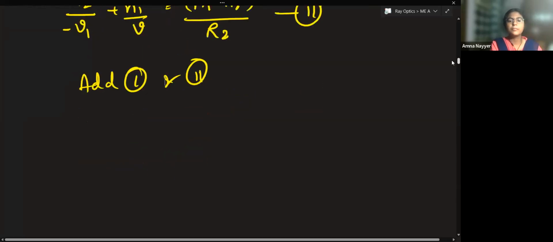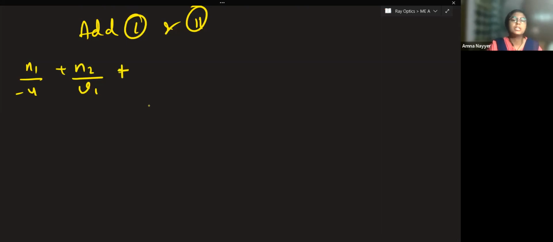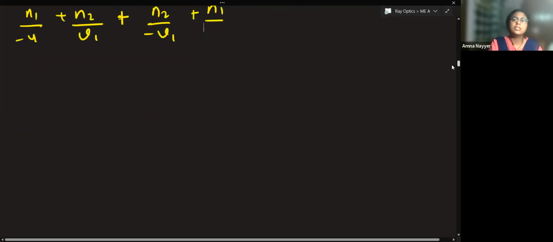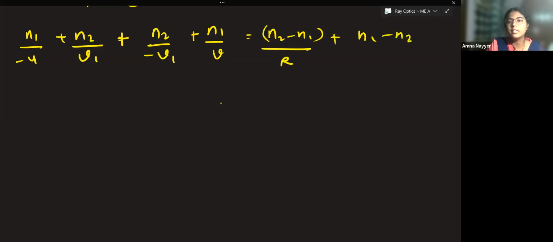See what you'll obtain. The first one was N1 by minus U plus N2 by V1 is equal. You're adding, no? So in addition, the second side will also come. For the second equation, we had N2 by minus V1 plus N1 by V. This will be equal to N2 minus N1 by R from the first equation plus N1 minus N2 by R from the second equation.